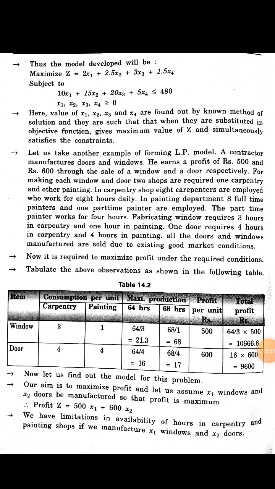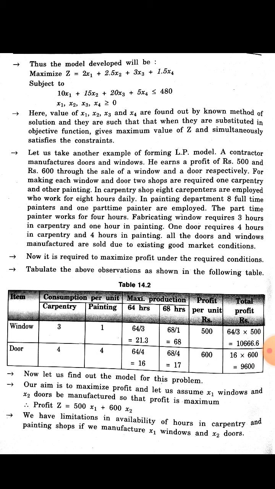Here 64 hours is because 8 persons are working 8 hours full time, so 8 multiplied by 8 is 64. In painting work, 8 persons are working full time and 1 person is working half time. So 8 multiplied by 8 plus 4, since 8 divided by 2 is equal to 4, so total 68 hours.